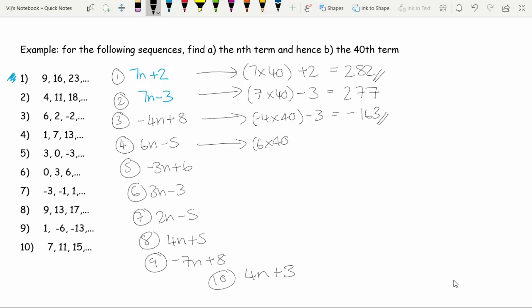For question 4 we're going to do 6 times 40. Now again, all we're doing is swapping n for the number 40. And why 40? Because we're working out the 40th term. So 6 times 40 take away 5 is going to be 235. Minus 3 times 40 is minus 120, plus 6 is minus 114.